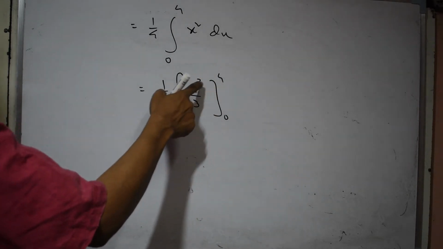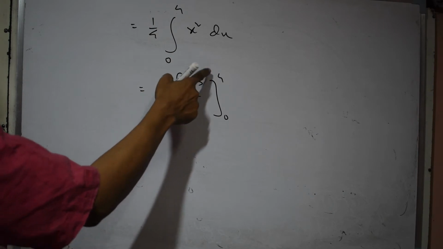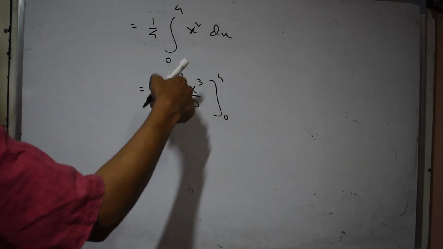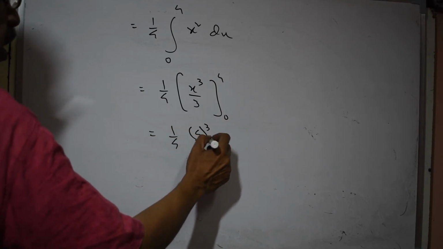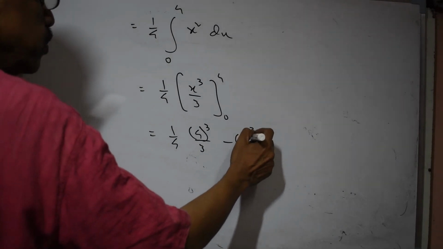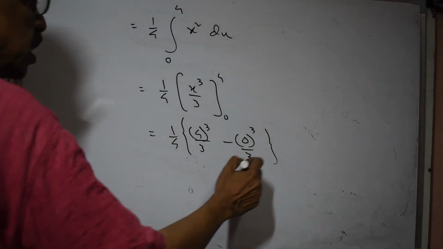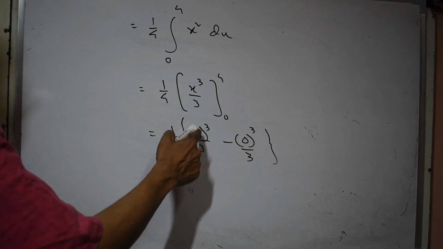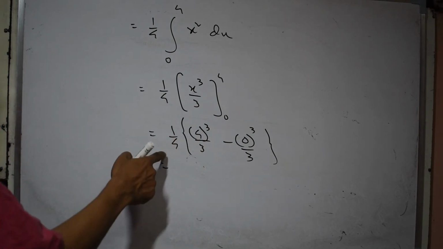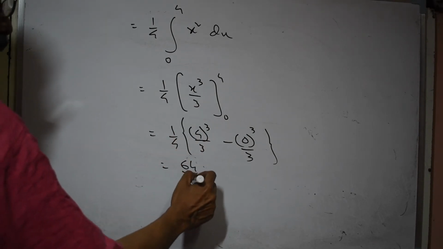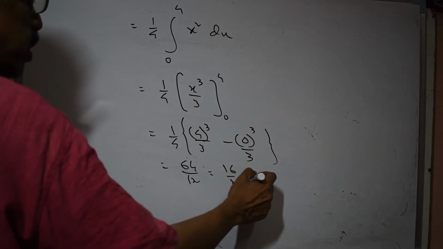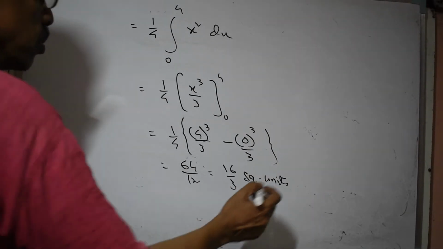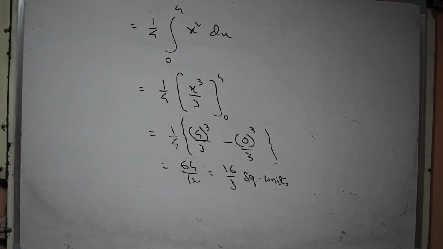So we have two values. We will take x is equal to 4 first, find the value, and then put x is equal to 0, find the value, and subtract. That means our answer will be 4 to the power 3 by 3 minus 0 to the power 3 by 3. This is the final answer. This is 64 by 3 times 1/4, that is 64 by 12. After cancellation we get 16 by 3 square units. So this is a basic concept of area of a parabola covered above the x-axis.